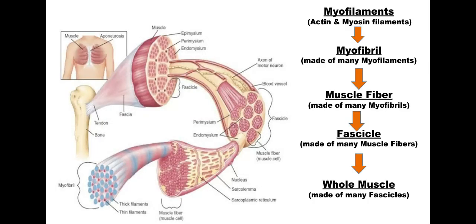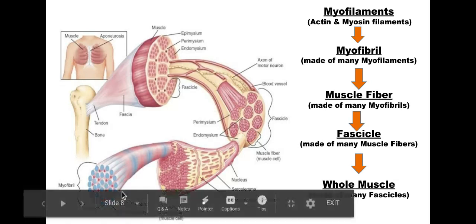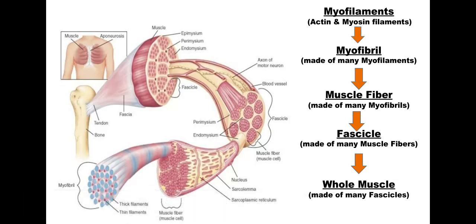So we have our myofilaments, that's actin and myosin. They're going to make up a myofibril. That myofibril is going to make up a muscle fiber. That muscle fiber is going to make up our muscle fascicle, and many muscle fascicles will make up the whole muscle. So when we think of muscles, a lot of times the sentence that gets used is it's a bundle inside of a bundle inside of a bundle.